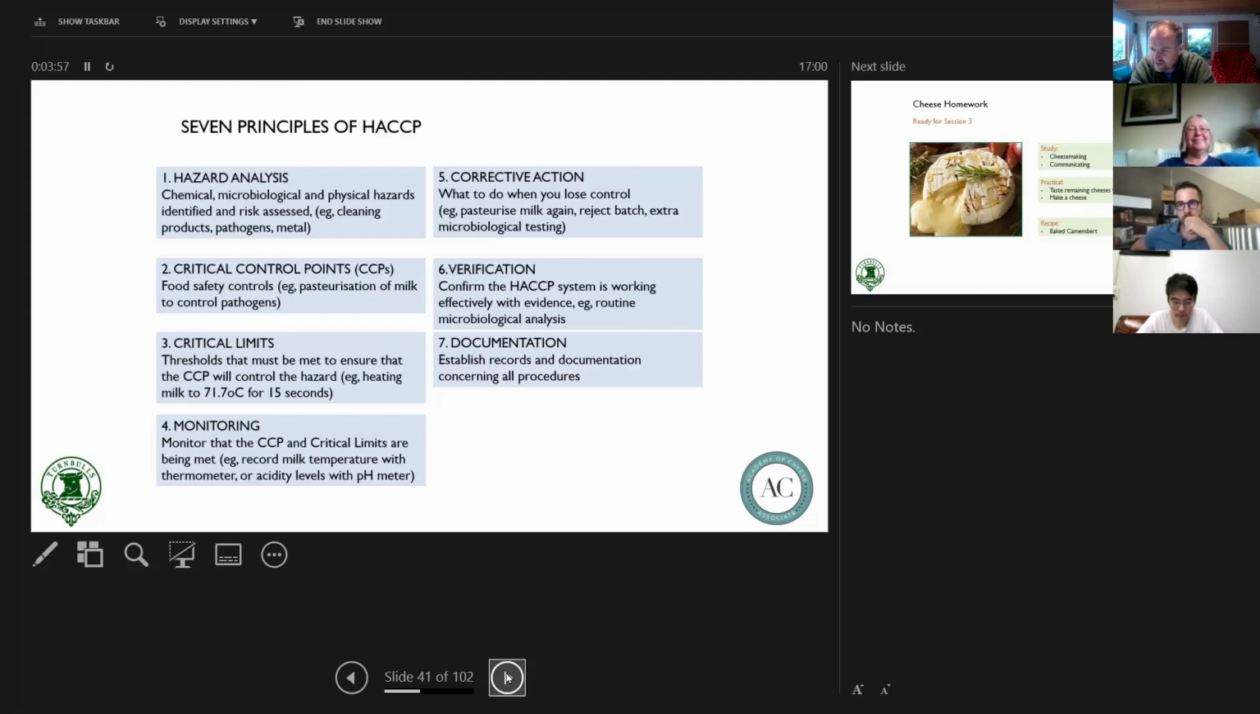There are 7 things. So Claire, you are going to remember hazard analysis and monitoring. Christian, you're going to remember critical control points and corrective action. And Timmy, you're remembering critical limits and verification. Okay, so you've got 2 seconds to remember your 2 things. 5, 4, 3, 2, 1, off.